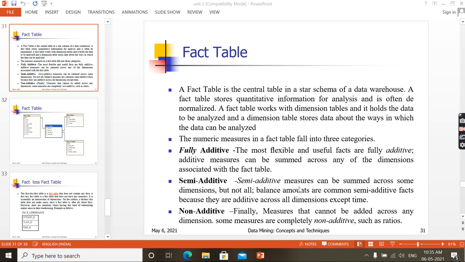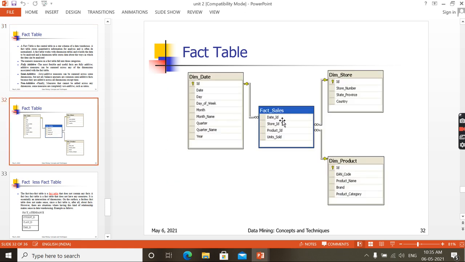So in this figure you can observe clearly, this is the fact table. This contains date ID, store ID, product ID. These all are the foreign keys. Next, this unit sold is nothing but the measure. So this fact table contains foreign keys and measures. Using these foreign keys, this fact table can be connected to dimension tables.